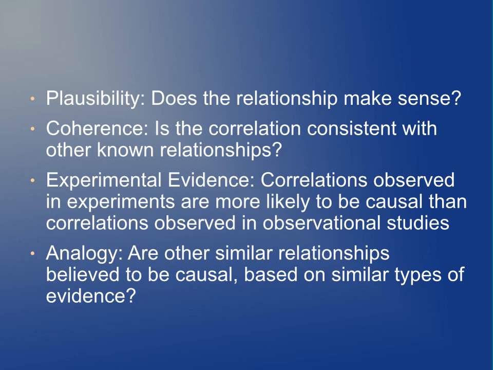Another criteria is coherence: is the correlation consistent with other known relationships? For example, chewing tobacco has been associated with cancer of the mouth and throat, once again suggesting that there's something carcinogenic in tobacco. And the next criteria is experimental evidence, that correlations observed in experiments are more likely to be causal than correlations observed in observational studies.